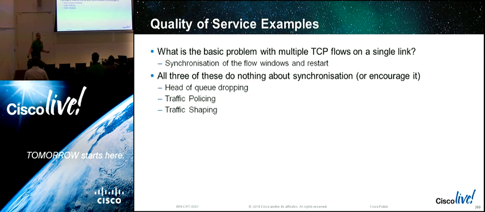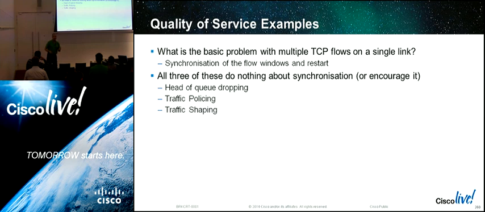So what's the problem when you have multiple TCP flows? They synchronize, right? That's the problem when you have multiple flows on the same link. You start dropping packets, that causes flows to back off. They retransmit, that causes the same problem, and you synchronize your TCP sessions, right? Head of queue dropping isn't going to do anything. In fact, doing more dropping is probably going to cause greater synchronization, which is going to slow your throughput even more. Traffic policing, well, again, you're just dropping packets and limiting throughput with policing, right?